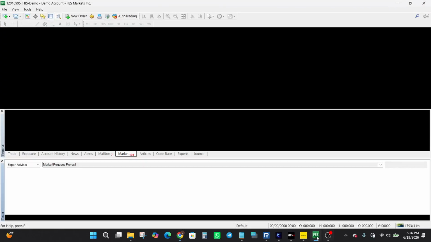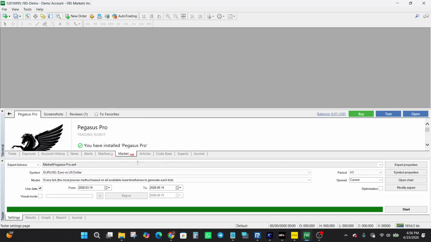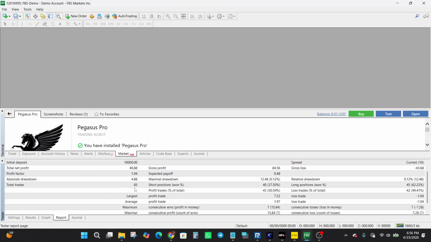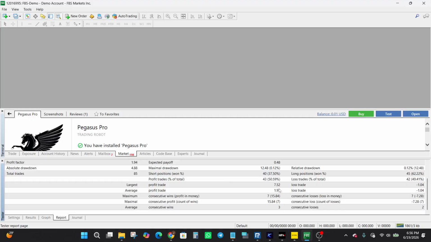Let's just head over to our strategy tester, right? I'm testing the Pegasus Pro on Euro USD on the H1 time frame, and I'm testing just over the past 3 months, March 19th, 2026 to June 19th, 2026. Based on what I can see here, initial deposit was $10,000. Total net profit was just $40.88. And the total trades taken were 85, out of which 43 were profitable, giving us a 50.59% win rate. Largest profit was 7.52, largest loss was $1.04, average profit was $1.97, average loss was $1.04.